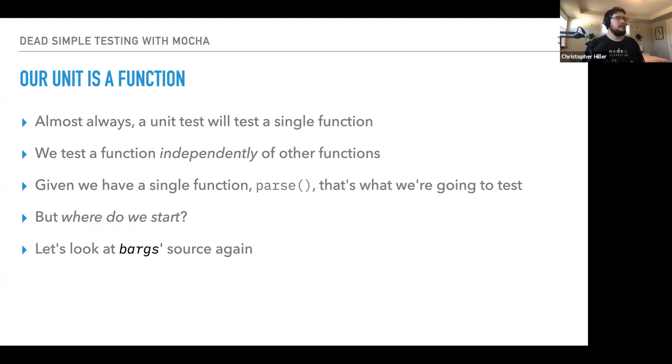So what we want to do with a unit test is try to test that function independently of other functions. That's a broad topic as well, how to achieve this independence or isolation when testing a function, but I'm not going to go into it here. So we have a single function, parse, and that's what we're going to test. But where do we start testing? Let's look at the source of bargs and see if we can find a good place to start. A lot of this has to do with personal preference. I like to start by testing exceptions.